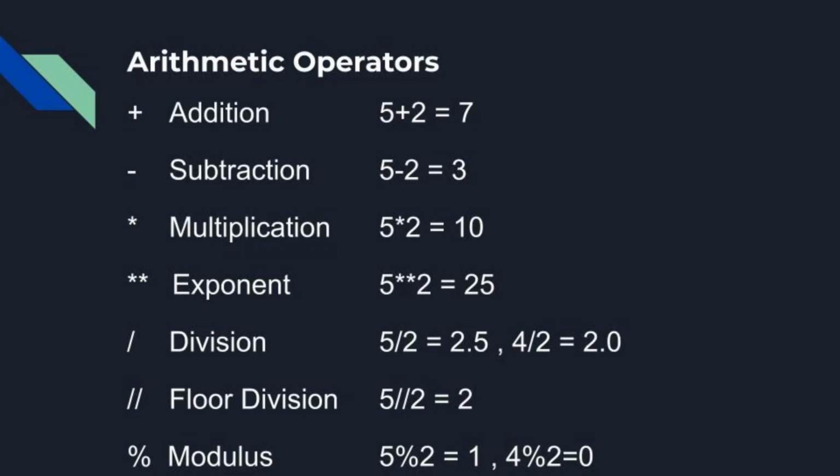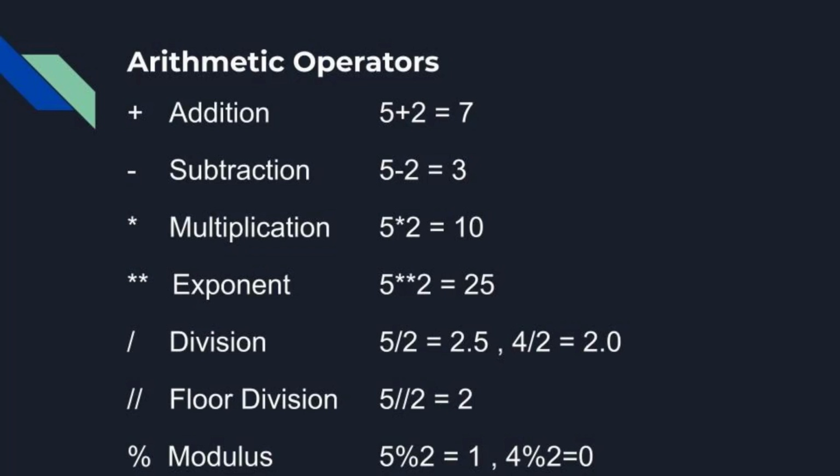Then two asterisks are used for exponents. So 5 to the power 2 is 25. We will write it as 5 asterisk asterisk 2 and that will return 25. Now one slash is used for normal division. So 5 divided by 2 gives us 2.5 and 4 divided by 2 gives us 2.0. It won't give 2, it will give 2.0 because this will always give a float value, basically a decimal.